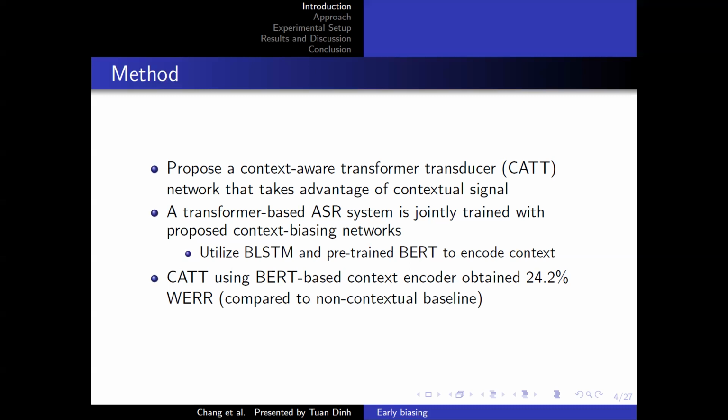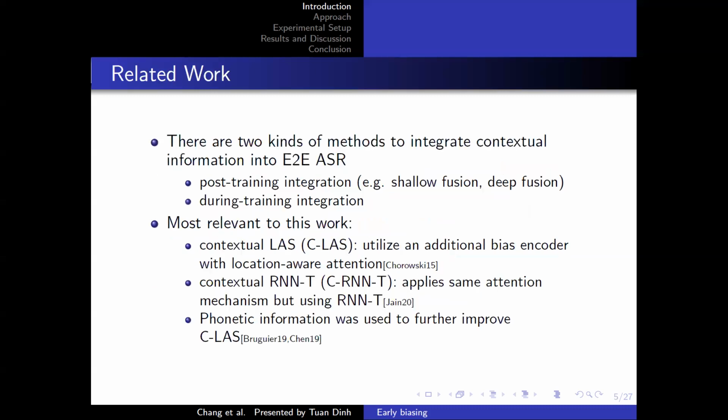This work showed that CAT, or context-aware transformer transducer, using a BERT-based encoder, obtained 24.2% error rate reduction over a baseline non-contextual system.